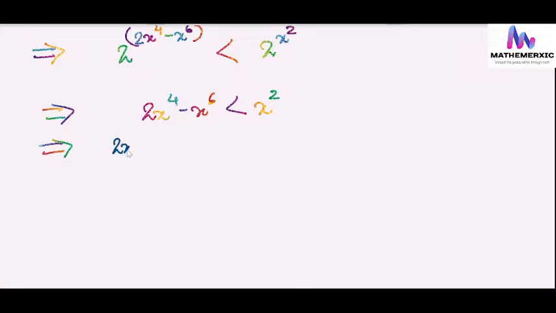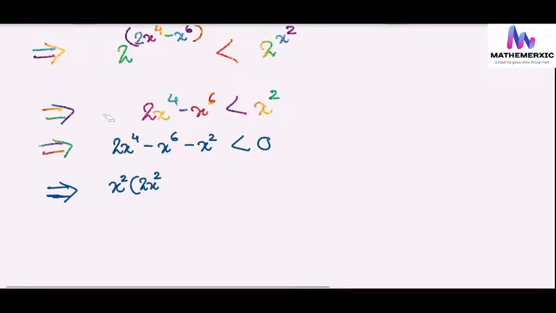So 2x to the power of 4 minus x cube is less than minus x square. Obviously, subtracting x square from both sides, further, this can be written as, multiplication we can do, and so x square if you take outside it will be 2x square.